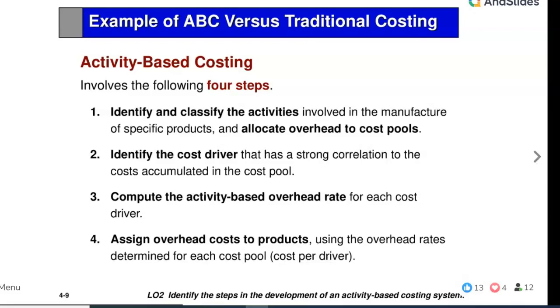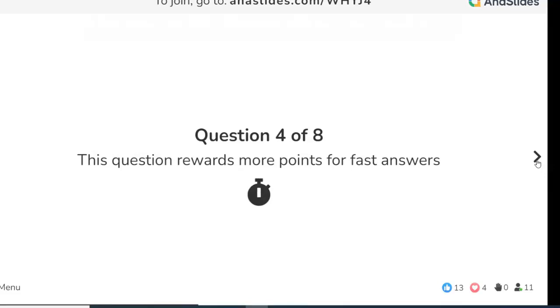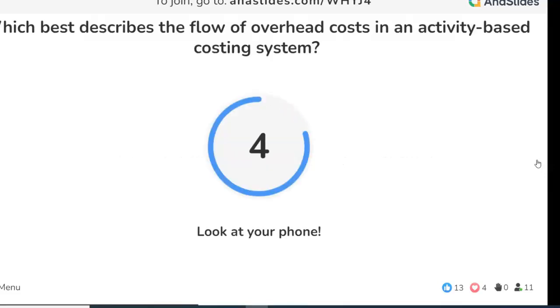And then we track the number of times that activity is performed on this product, and we assign the overhead cost based on the activity-based overhead rate times the number of times that activity was performed. And in that way, we get a closer match between the indirect manufacturing overhead and the actual direct cost. All right, a few more just to see if you're awake still.